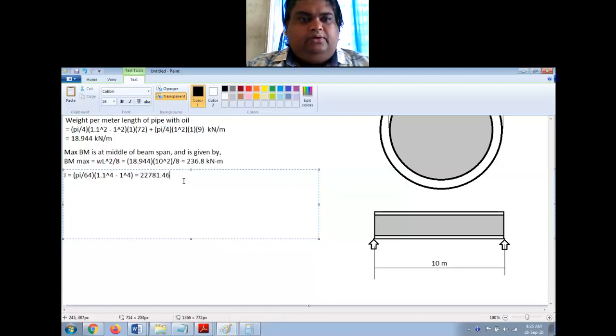This is into 10 raised to minus 6 meter raised to 4. This is not mm, this is meter raised to 4. So be careful with the units. If you're getting confused with the units, keep everything in millimeter. That is very safe, right? So you can change bending moment also to Newton mm, and then you can solve this. You will get the same answer, right?